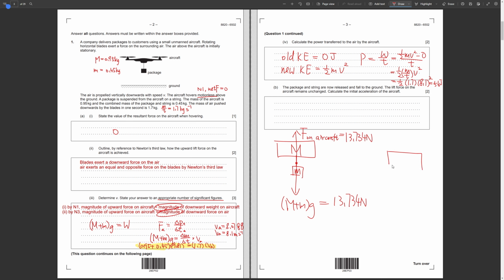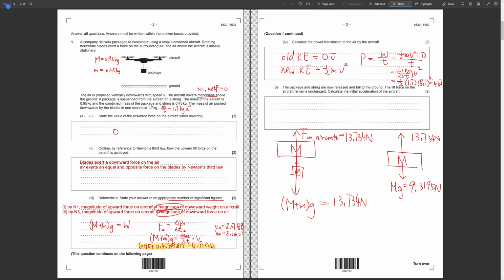Therefore, it's only the big M being considered. The upward force is the same as the old time, 13.734 Newton. But right now, the downward force is only the big M times g. Therefore, the magnitude of the downward force is 9.3195 Newton instead. And we'll focus on the new diagram.